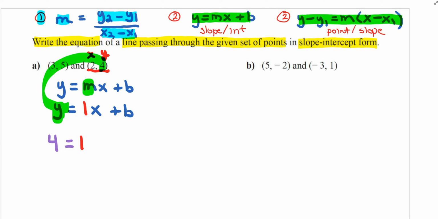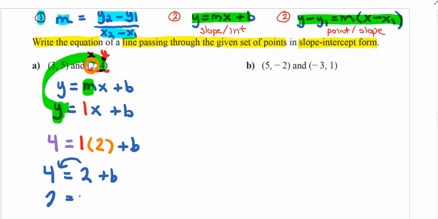And what is the x value? Well, the x value is just 2, right? So it's 1 times 2 and then plus b. So this is now 4 equals 2. Well, 1 times 2 is 2, plus b. And if I isolate for b, I subtract 2 from both sides. So if I bring this 2 to the other side here, it's going to be 4 minus 2, which is going to be +2. So b equals 2 there.